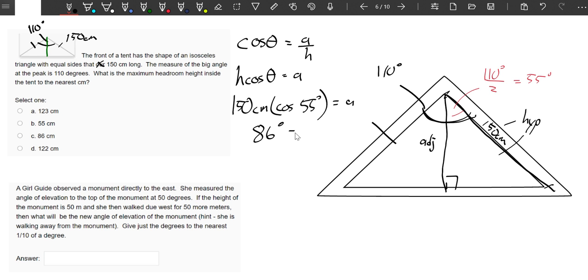86 degrees. Not 86 degrees, cosine gets rid of this sign here. Centimeters is left. 86 centimeters is my adjacent side. So this here is 86 centimeters, which is going to be choice C.